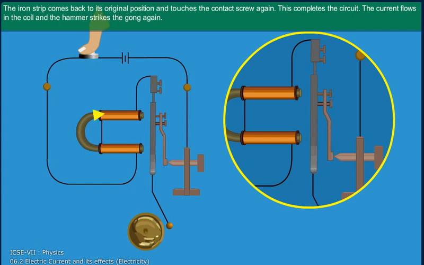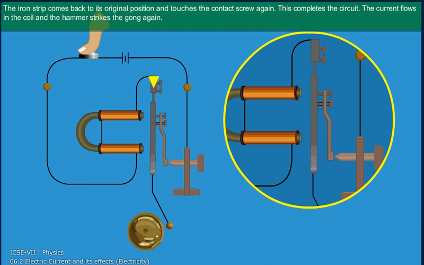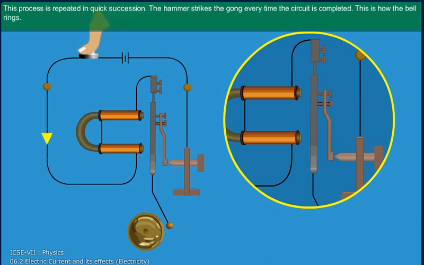The iron strip comes back to its original position and touches the contact screw again. This completes the circuit. The current flows in the coil and the hammer strikes the gong again. This process is repeated in quick succession. The hammer strikes the gong every time the current is completed. This is how the bell rings.